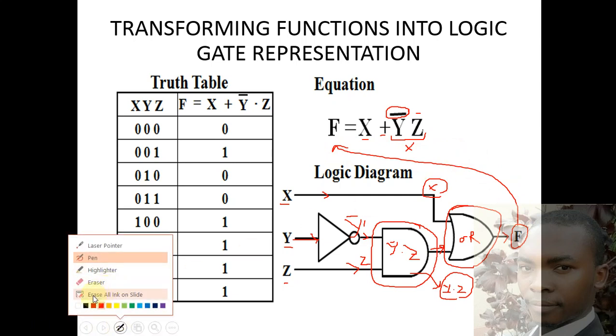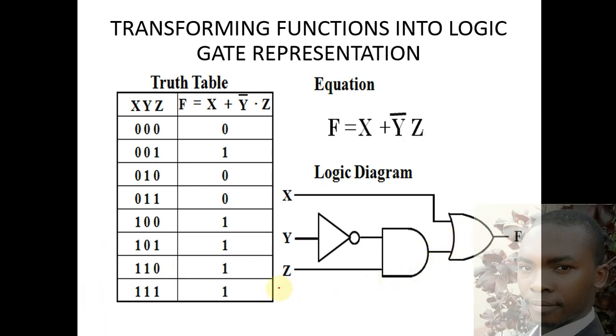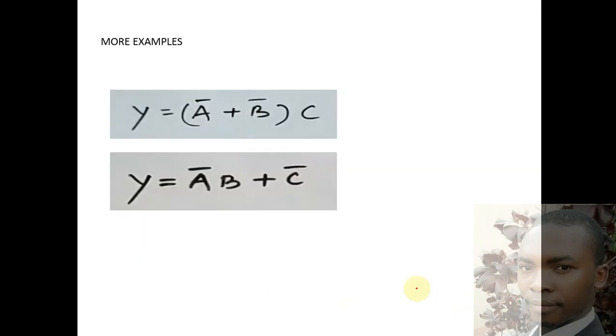If you didn't understand it very well, we are going to do some examples, don't worry. So we have these two questions where y is equal to the brackets, not a plus not b, times c. And then we have another one, which is y is equal to not a times b, plus not c. Let's see how we are going to answer this. How can we transform them into logic gates?